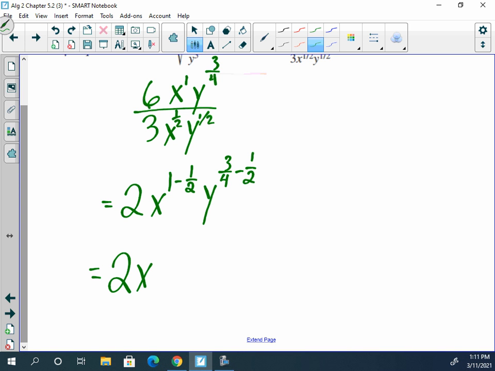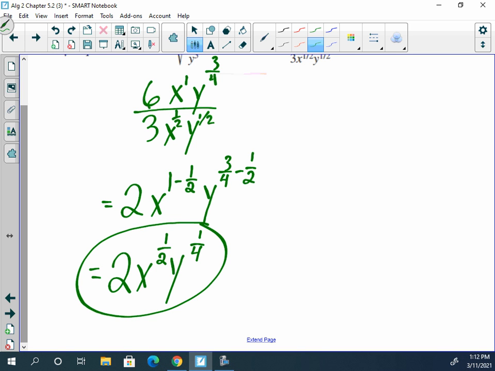Now we need to subtract these exponents. So 1 minus 1/2 would be 1/2. Now we'll have to do 3/4 minus 1/2, which would be 1/4. And again, you could type those into the calculator. The calculator will do 3/4 minus 1/2 easily and tell you it's a fourth. And this here is our answer.